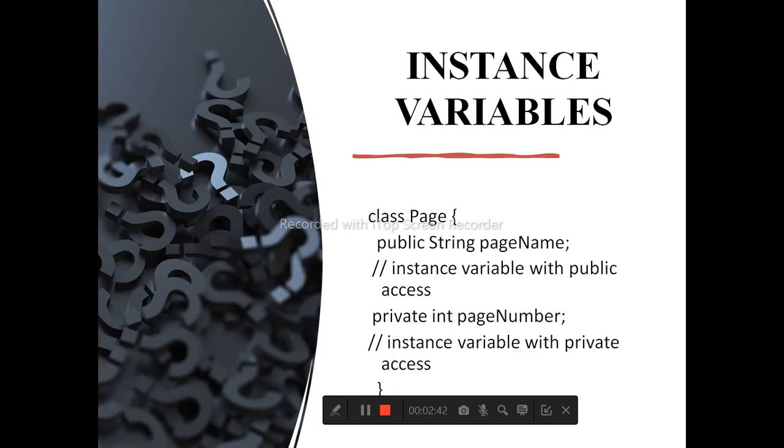Next is instance variables. Variables that are declared inside the class are called instance variables. To access these instance variables inside their methods, we have to create an object of that class. Through the class only we can access them.